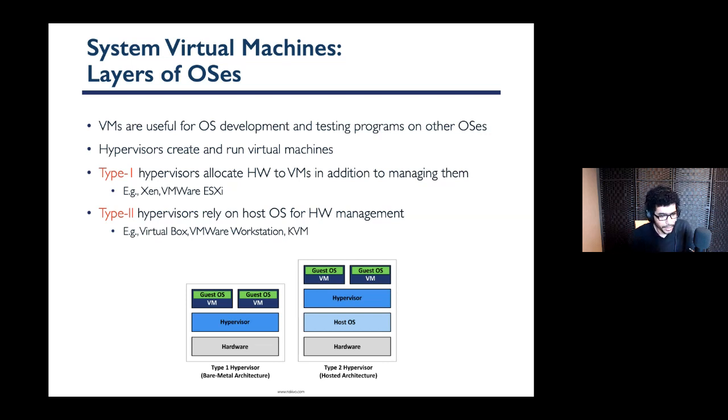Okay, so a recap, we were talking about virtual machines. I talked about process virtual machine, and then I started talking about system virtual machine. We talked about two types of hypervisors, type 1 and type 2. The hypervisor of type 1 basically doesn't rely on an underlying operating system. It does hardware allocation and also virtual machine management. Type 2 hypervisors rely on an underlying operating system to do the allocation part.